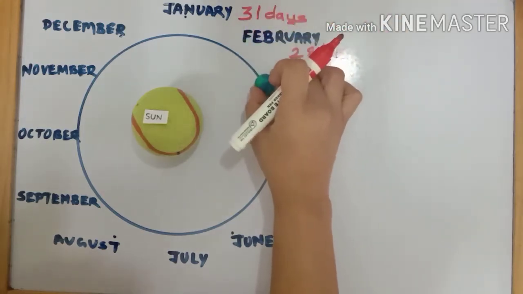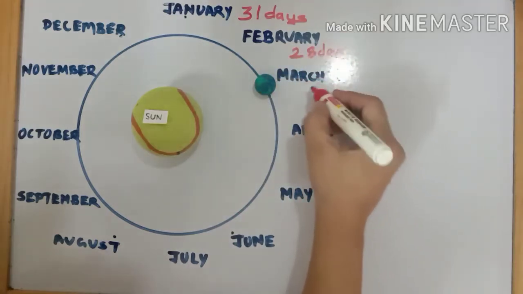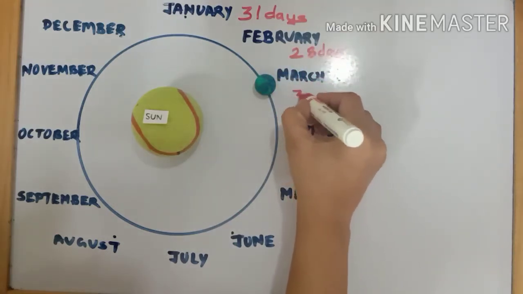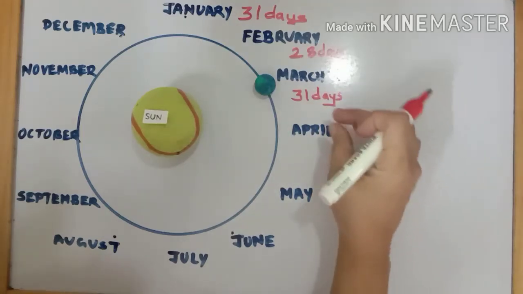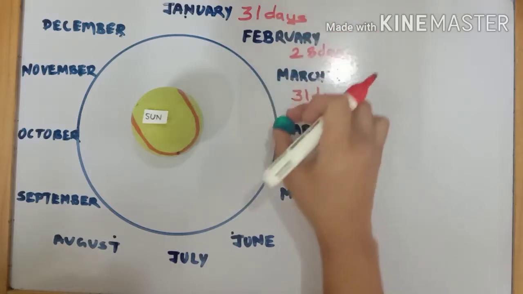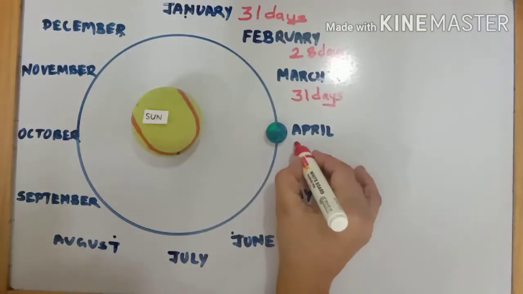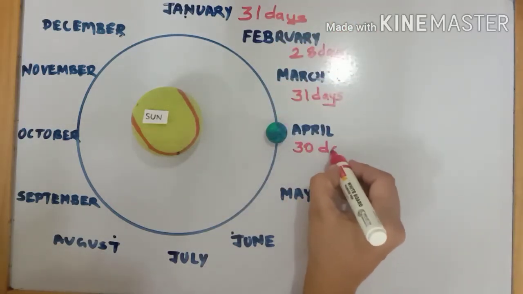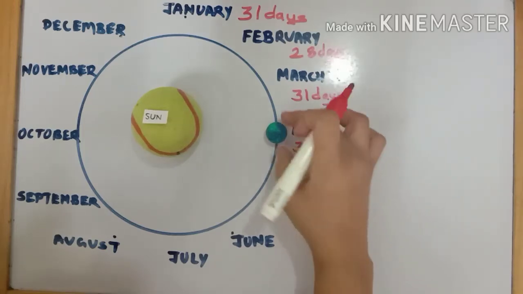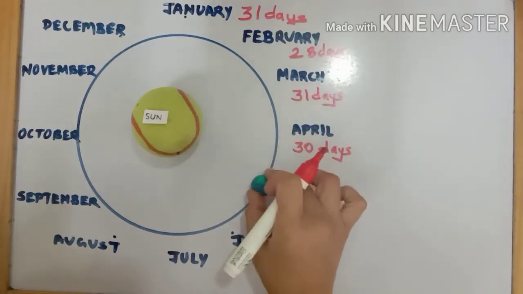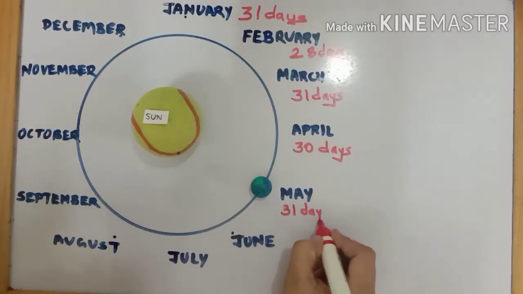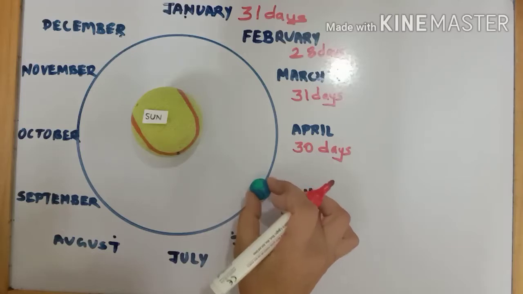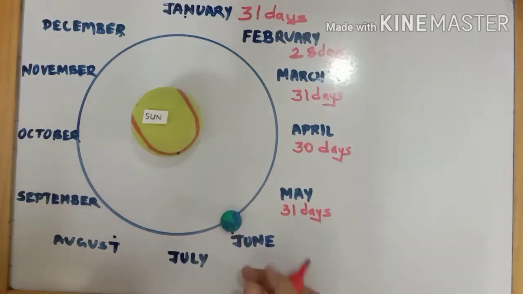When it comes near March, it will be 31 days. Again, when it approaches April, 30 days. When it comes near May, it is 31 days. Again, when it comes towards June, 30 days.